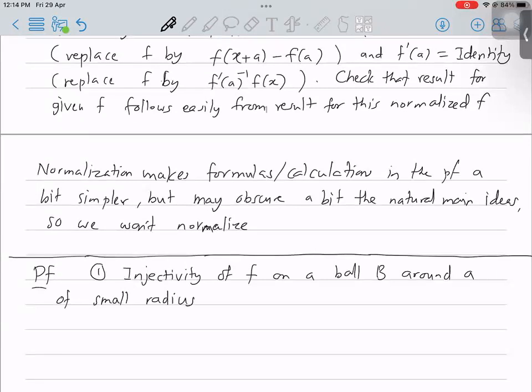The word small doesn't mean anything. It's only psychological. Of some small radius epsilon that we will choose later. Okay. Remember, the theorem only asserts existence of these neighborhoods. So I can make these neighborhoods as small as I want. If something works, then anything smaller will also work. We'll choose epsilon later.